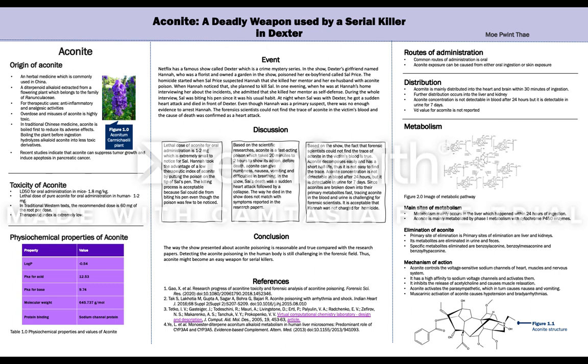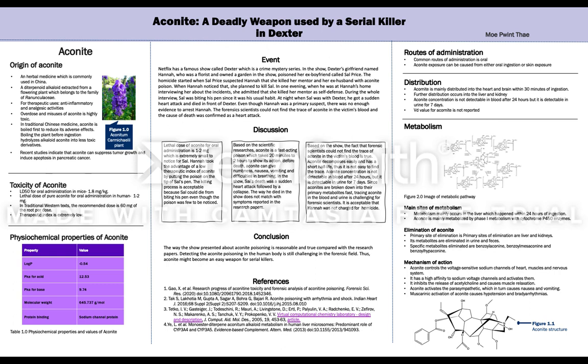Further distribution can occur into the liver and kidney. I could not find the feeding value of the aconite, but most of the research papers say feeding value of the aconite is not reported. So I couldn't find it. And then metabolism. Metabolism is the image of the metabolic pathway.